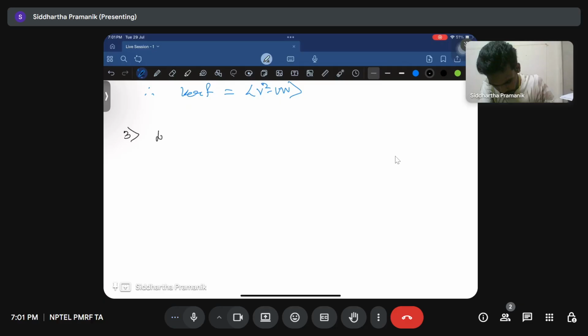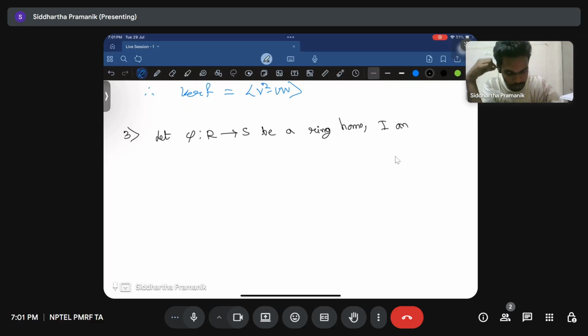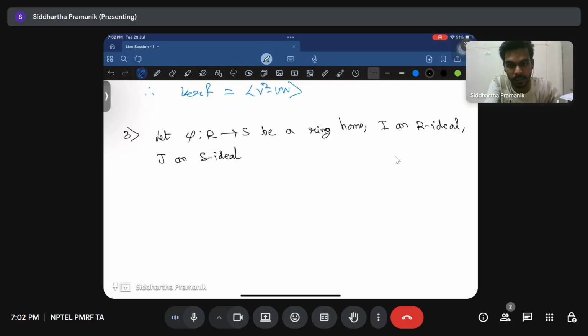So let phi from R to S be a ring homomorphism, I an R ideal, and J an S ideal. So this exercise is about extension and contraction of ideals.